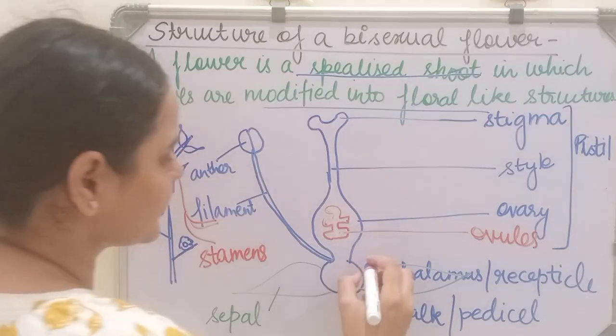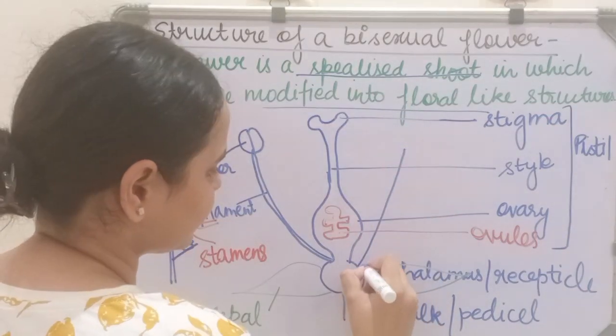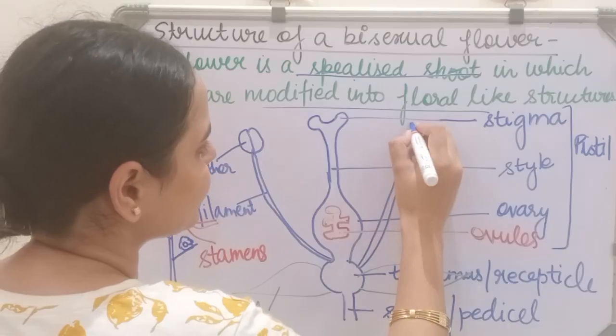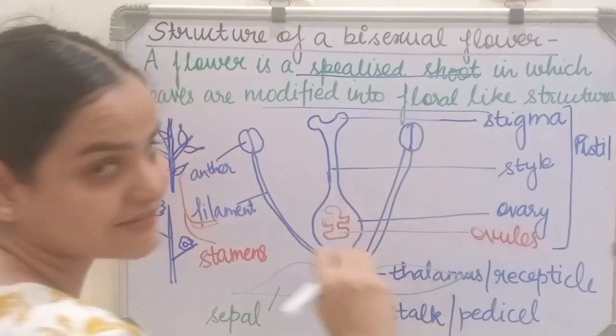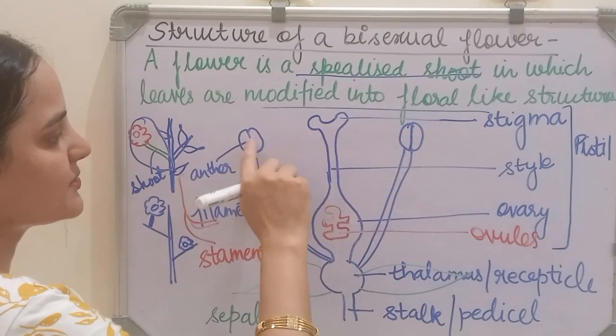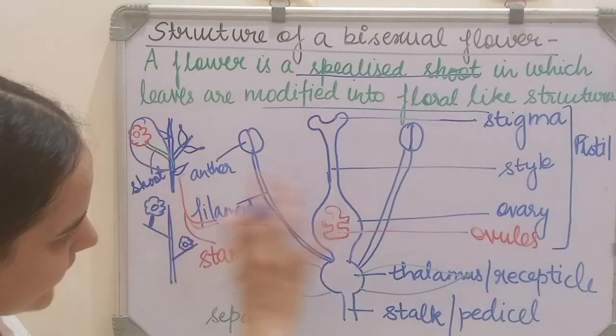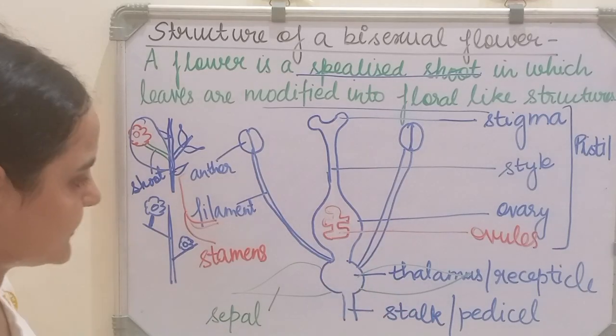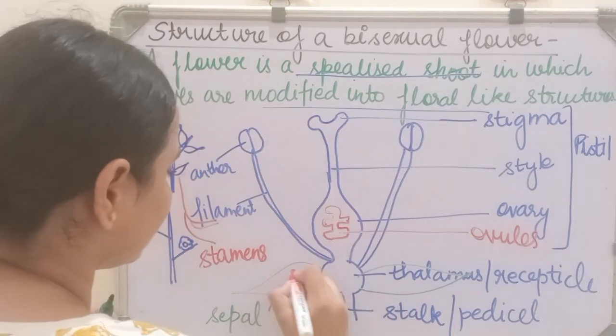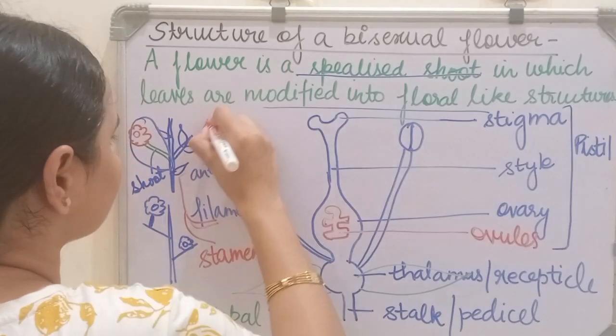Let's draw one more male reproductive part. Again, this is filament and this is anther, which is bilobed. You may see two lobes present. Now, we haven't drawn petals, so let's draw petals. So these are the petals.